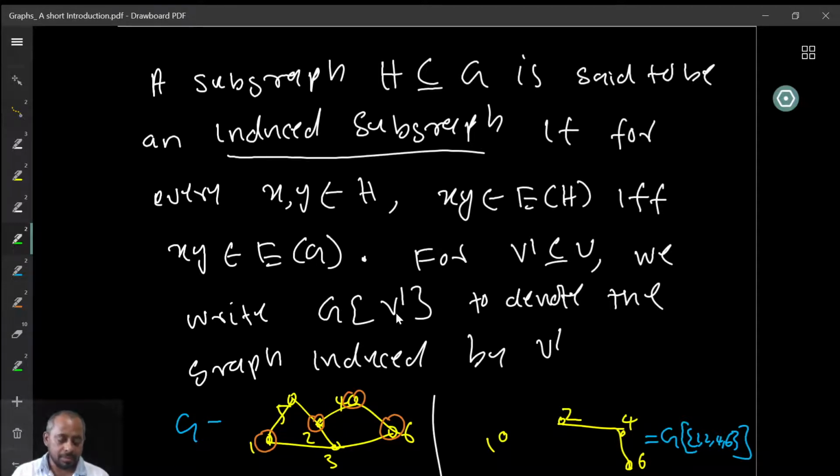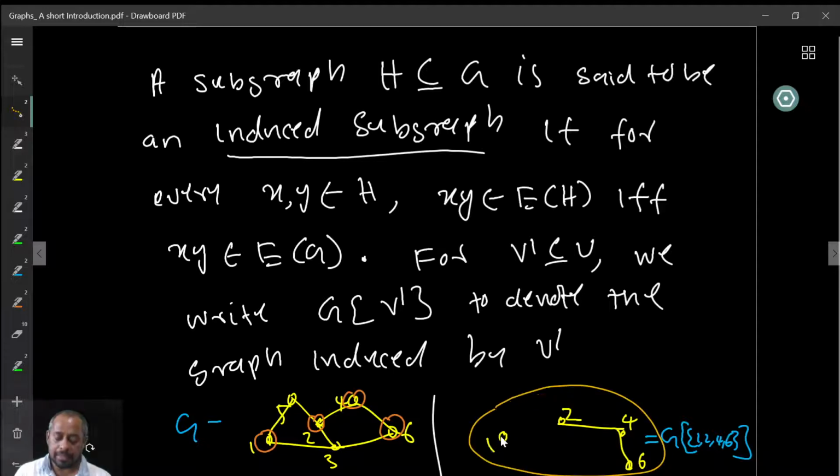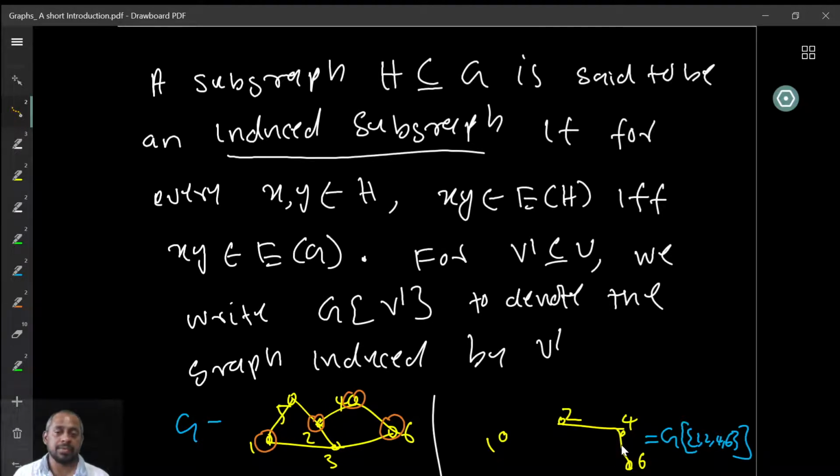And here is an example. Given the graph G as below, look at the subset {1, 2, 4, 6}. Then you can see that the induced subgraph is represented as this graph. So 1 is there because 1 is a vertex here. But from 1 to 2, 4, and 6, there are no edges, so there is no edge from 1 to any of these vertices. 2 to 4, there is an edge, and that is present here. 4 to 6, there is an edge that is present here. 2 to 6, there is no edge, so that is not here. So therefore, this is a subgraph which is an induced subgraph.